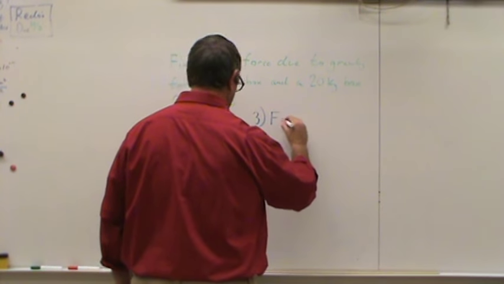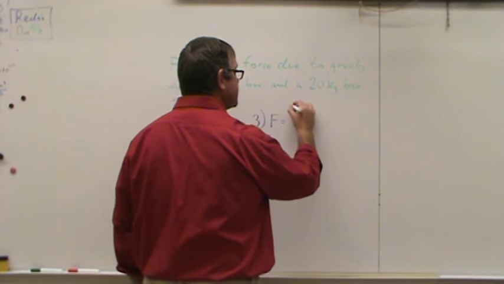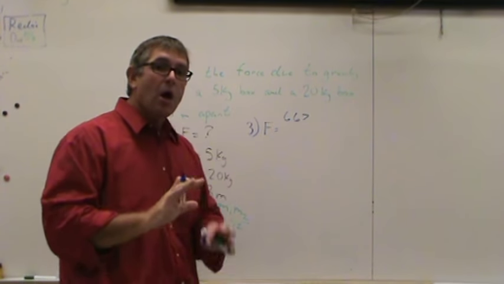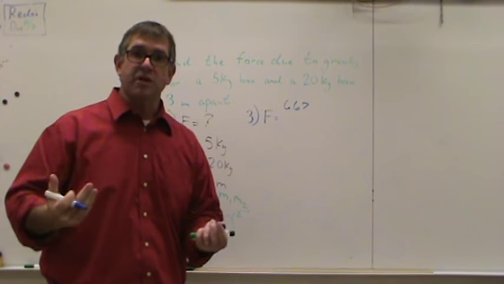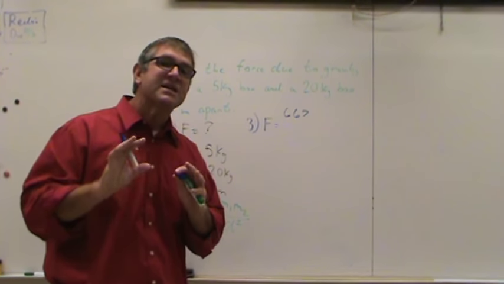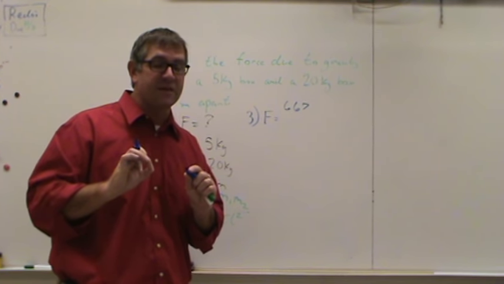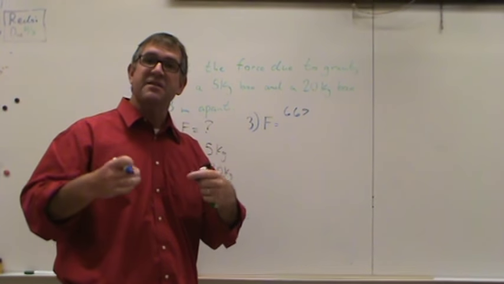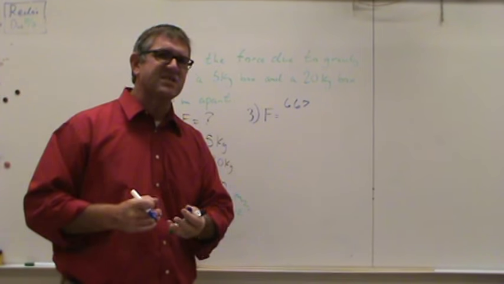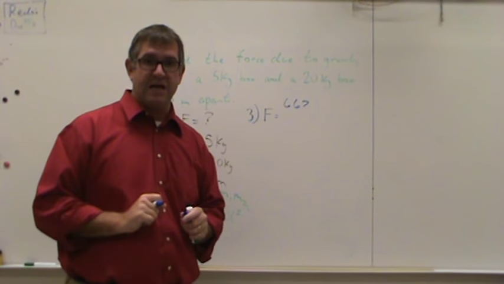We have force equals, now G again is 6.67 times 10 to the negative 11. But for this class, because most students will not have a graphing calculator or a scientific calculator, we're not going to deal with the times 10 to the negative 11th until the end. So we'll put the times 10 to the negative 11th at the end. Now I know our answer will not be in true scientific notation, but it will work for this class.